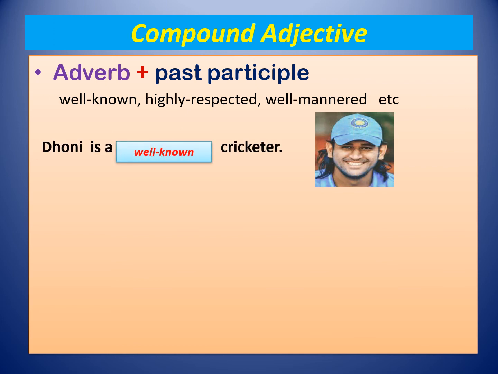Dhoni is a well-known cricketer. Here, well-known is a compound adjective. It is modifying the noun cricketer. In well-known, well is an adverb and known past participle. Next one.